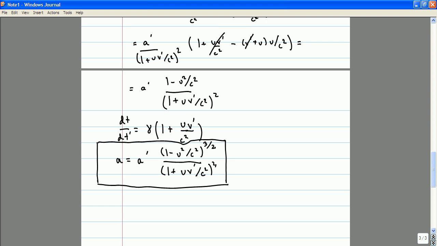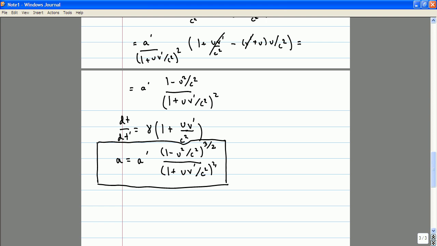Any questions so far? If all of my derivatives and uses of the chain rule have been a little fast, I encourage you to go through and work through this derivation again in the privacy of your own home. Questions?